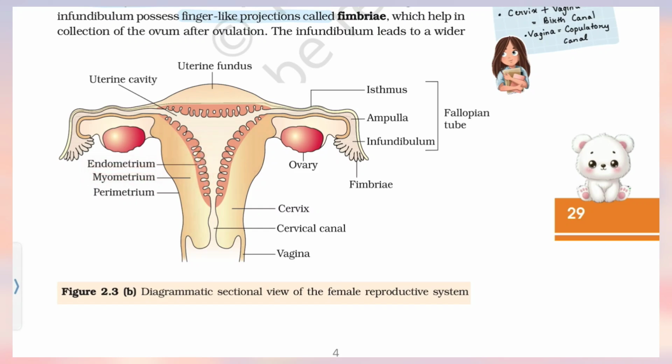It undergoes cyclic changes during the menstrual cycle. The thick muscular layer is the myometrium. It plays an important role during childbirth by producing strong contractions, and the outermost layer is the perimetrium.